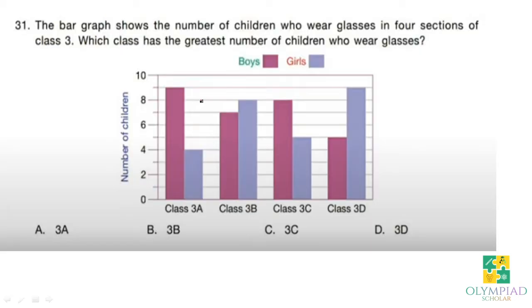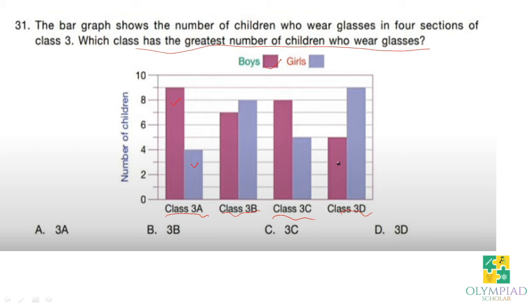Okay, so question 31 is a graph. A bar graph shows the number of children who wear glasses in 4 sections of class 3. Suppose this is class 3A, class 3B, class 3C and class 3D. These are boys who wear glasses, and these are girls who wear glasses. Which class has the greatest number of children who wear glasses?